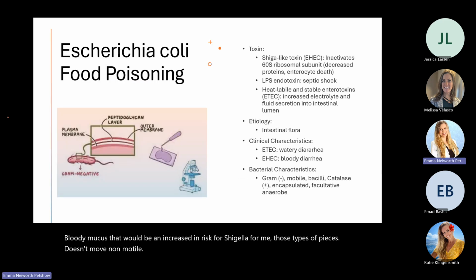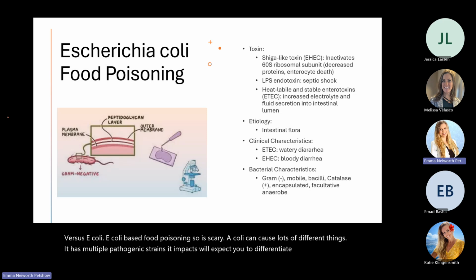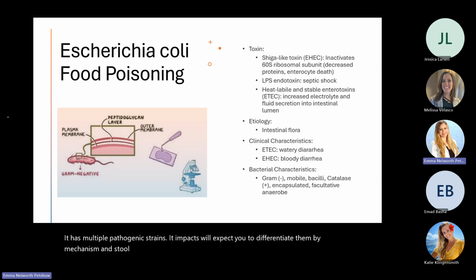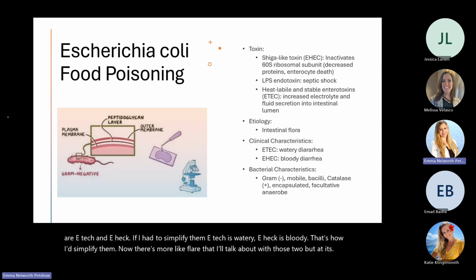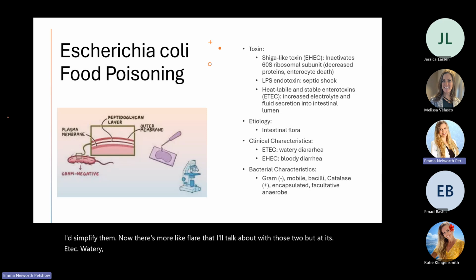Versus E. coli. E. coli-based food poisoning. So Escherichia coli can cause lots of different things. It has multiple pathogenic strains. NPLEX will expect you to differentiate them by mechanism and stool type. So the two I'm really talking about the most here are ETEC and EHEC. If I had to simplify them, ETEC is watery, EHEC is bloody. That's how I'd simplify them. Now, there's more flair that I'll talk about with those two, but at its base, ETEC watery, EHEC bloody, both E. coli. That's where I would start.